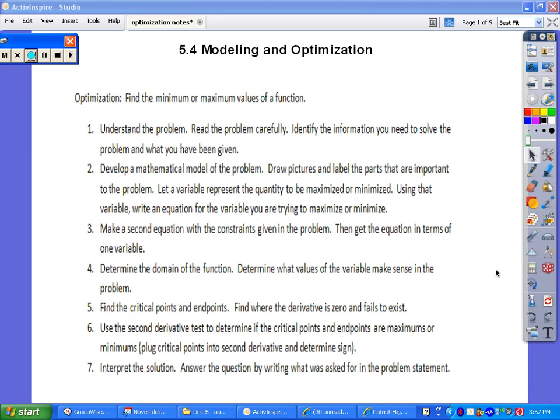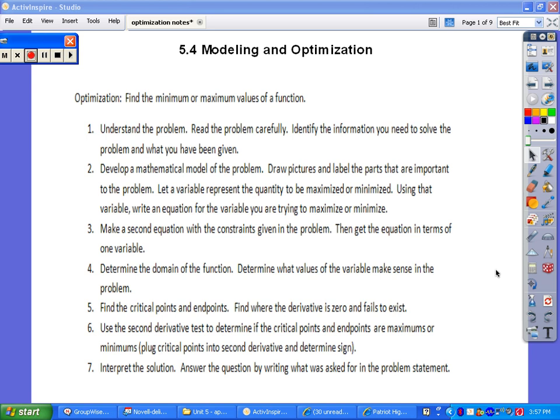The fourth step is to determine the domain of the function and determine what values of the variable make sense in the problem. Then you're going to find the critical points and the endpoints, find where the derivative is 0 and fails to exist in order to find those critical points.